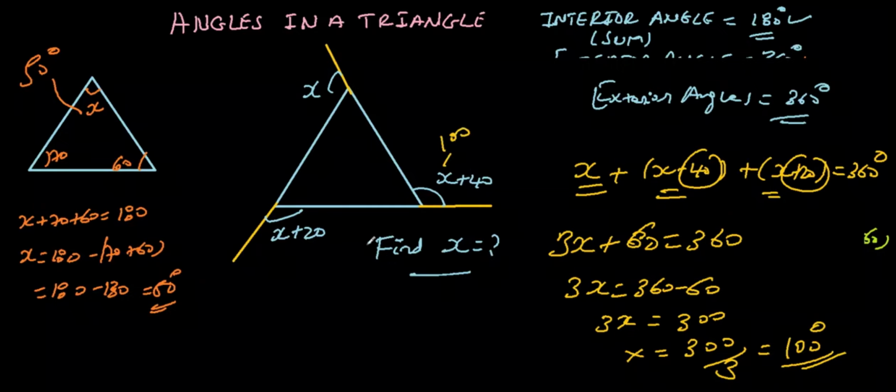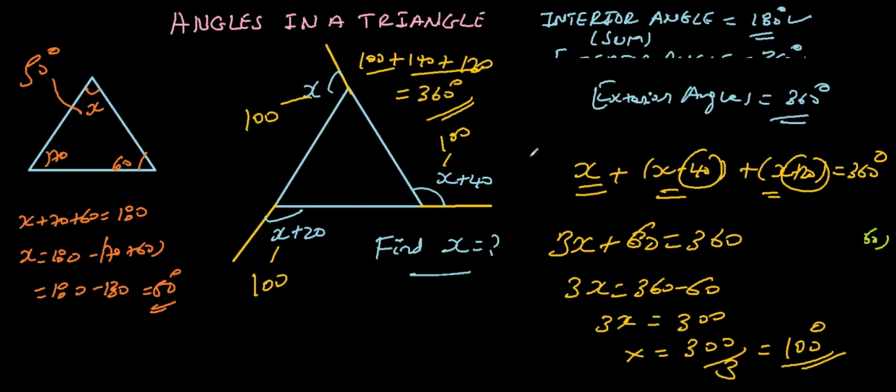So this one is 100, here also 100, and here also 100. If you add them together, they must give you 360. So this one is 100 plus 140 plus this 120, right? So their sum is 360 degrees.